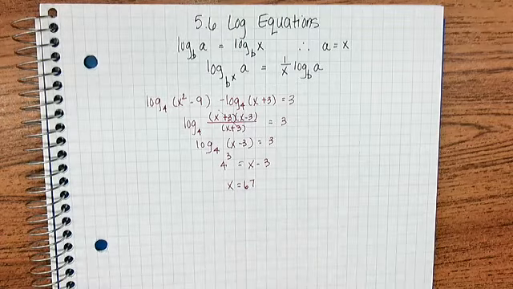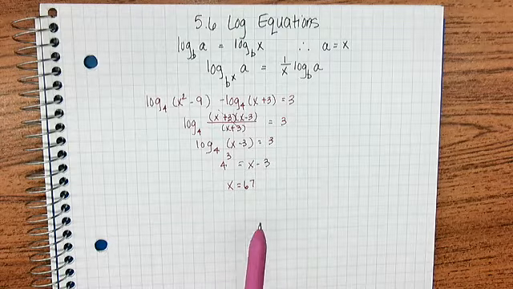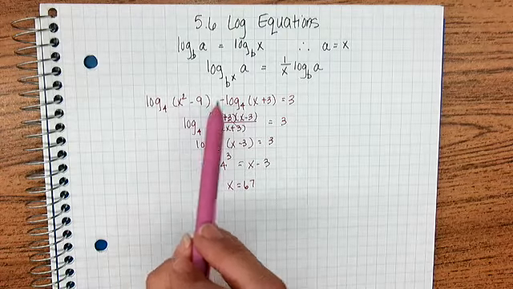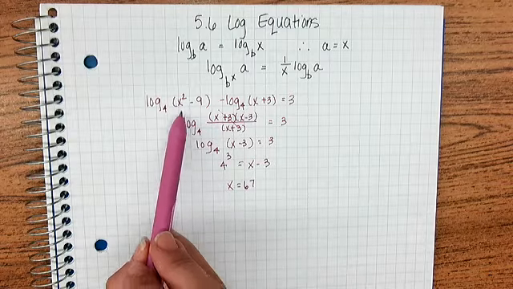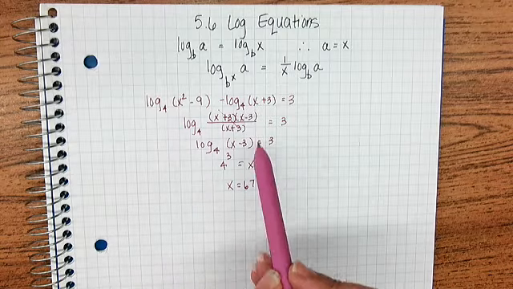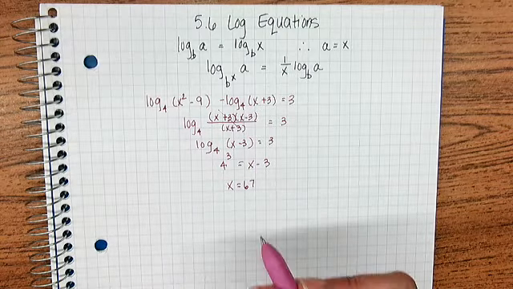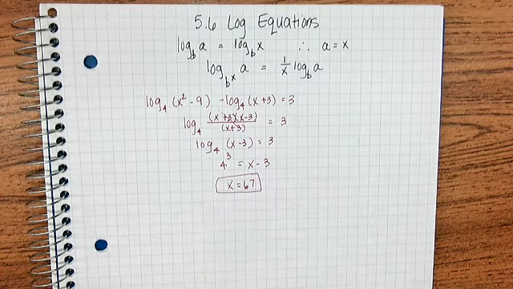Always go back and check. The number one thing you need to be careful about is your argument greater than 0? I'm not going to square 67, but I know that when I square 67 and I subtract 9, that's more than 0. And I know that 67 plus 3 is greater than 0. So at least I know for sure that 67 is within the domain.